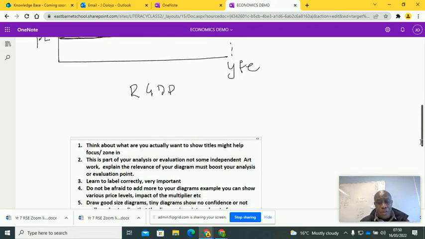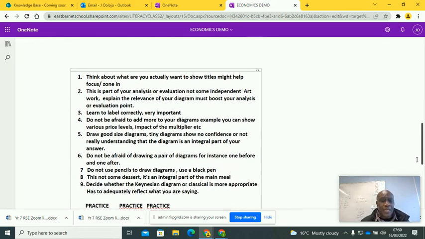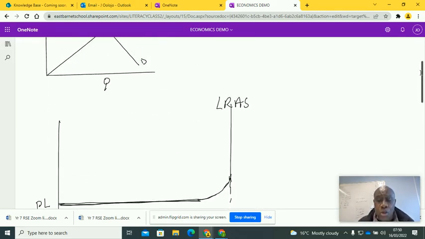Okay, this is what I've noticed, because students' diagrams are sometimes just really awful, and it's such an important part of your essay. Think about what you actually want to show. Titles actually help. I know a lot of students don't like to put titles on their diagrams, but the good thing about putting titles is it actually makes you concentrate on what you're trying to do. For example, a diagram showing the impact of increased government spending. It actually focuses your mind on what you're trying to do.